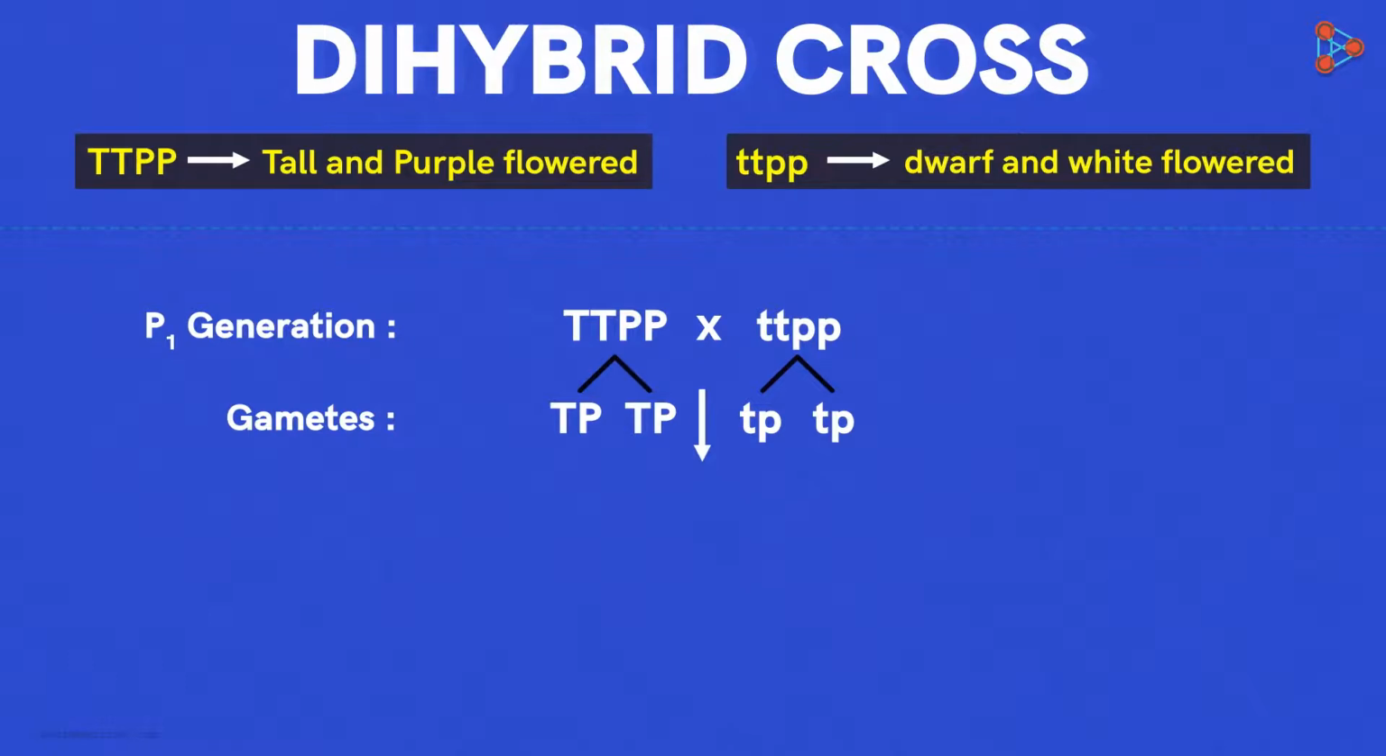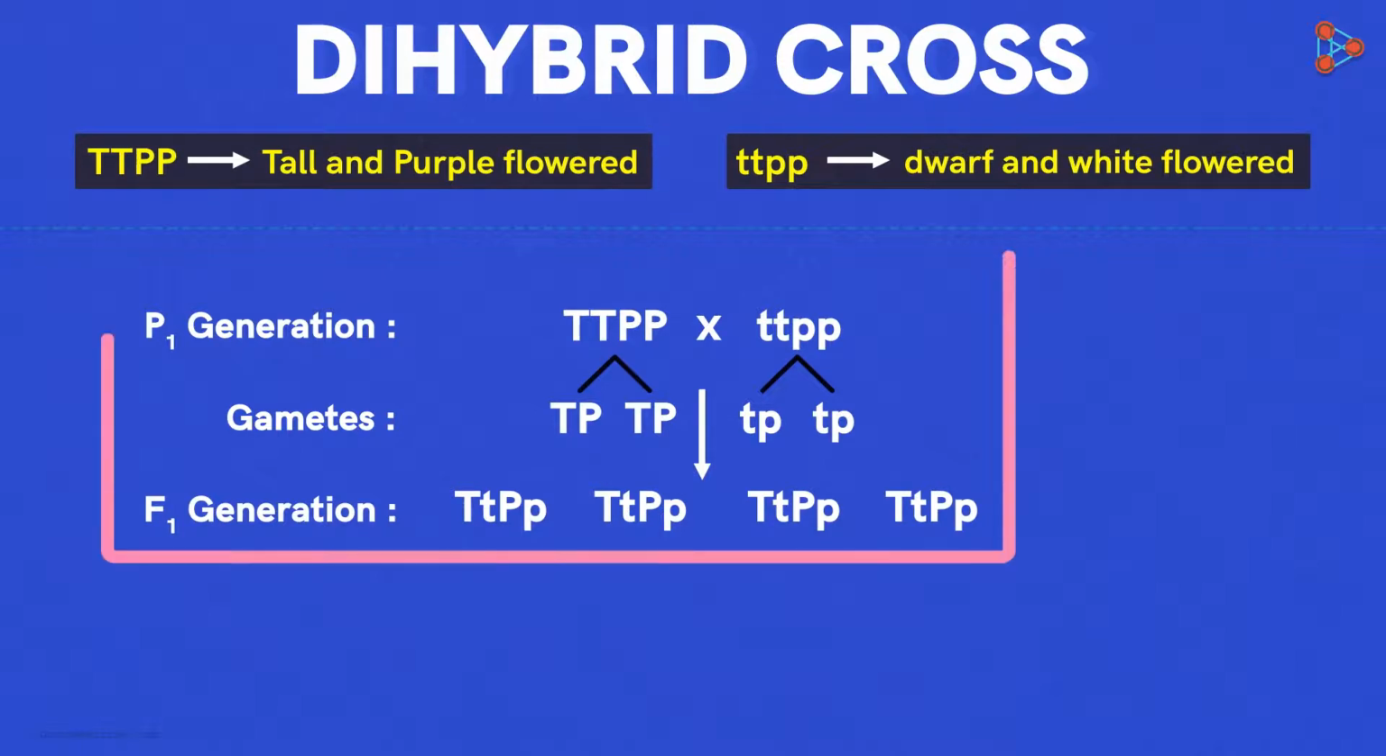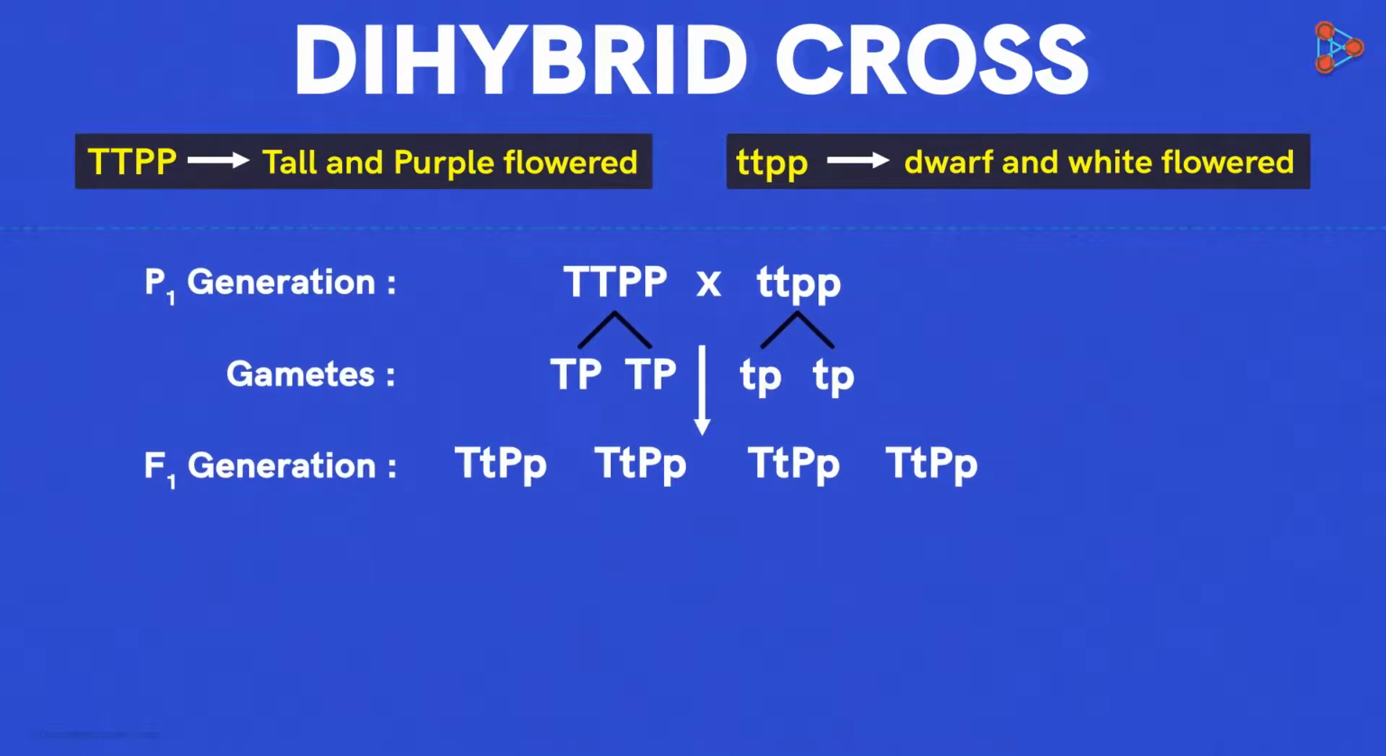Now we're ready for the crossing. This is how the F1 generation would look. Take a moment to understand this. Now to get a conclusive result, we need to cross the offspring from the F1 generation and get the F2 generation. Let's pick any from the F1 generation. Can you tell me how the gametes will be formed here?